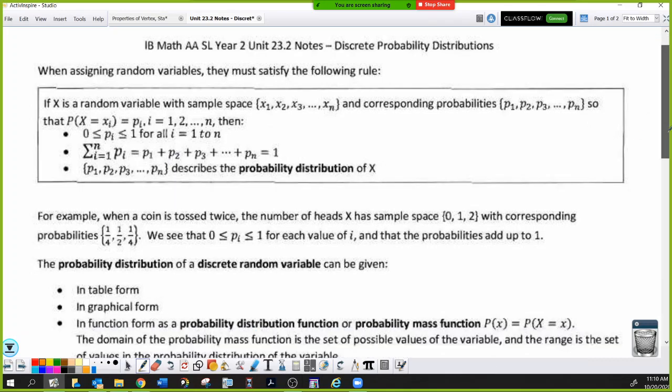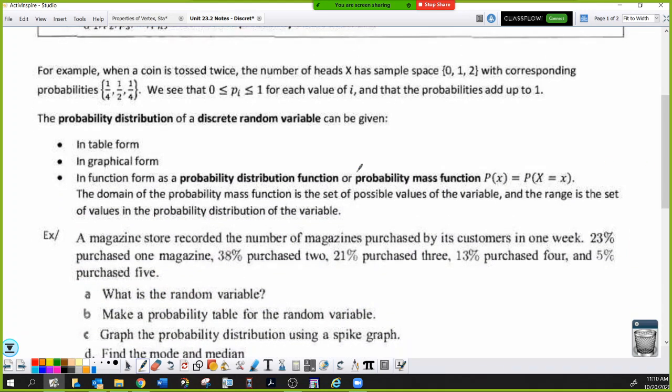So for example, you're going to toss a coin 2 different times. Toss it twice. The number of heads that you could get, well, you could get 0, you could get 1, you could get 2. That's what it's telling you.